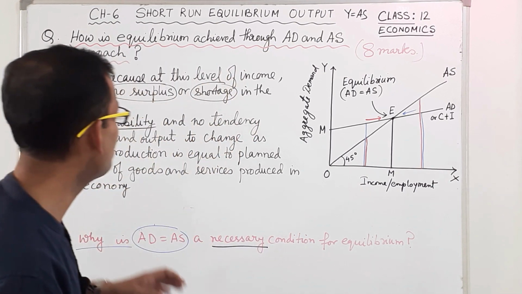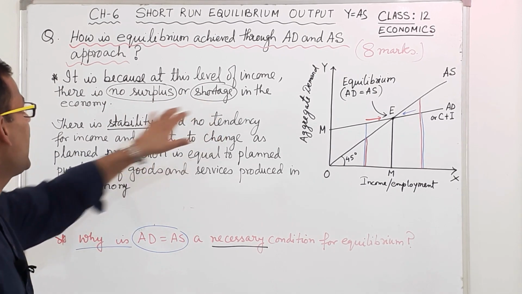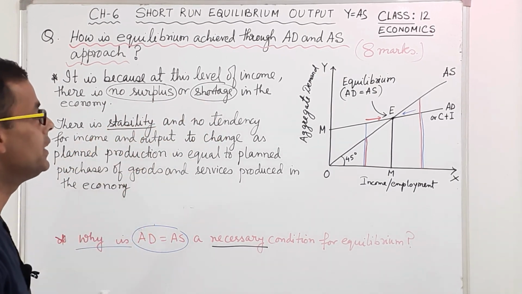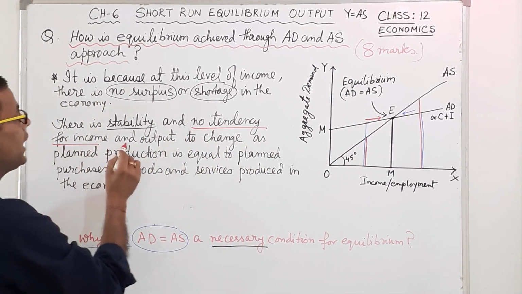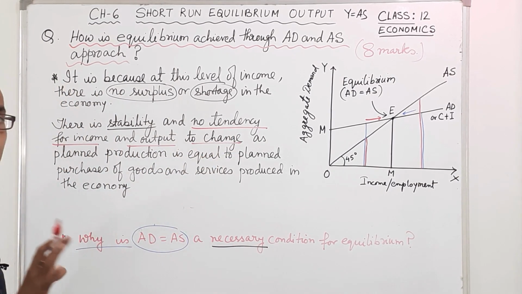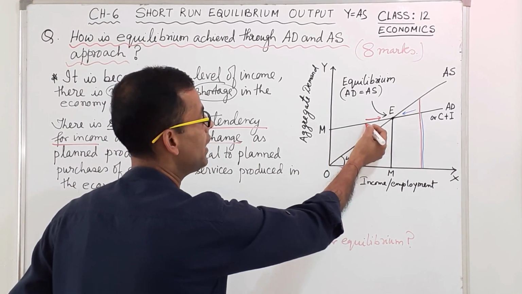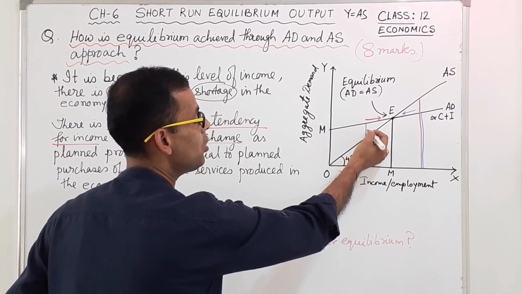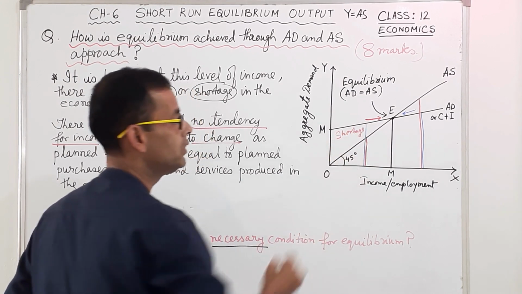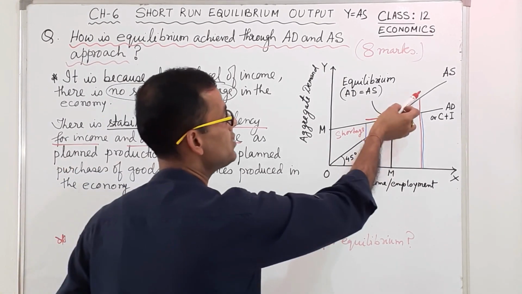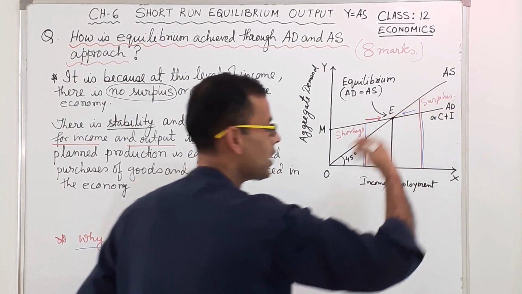Now let us come back. I was talking about there being no surplus and no shortage, and in the economy there will be stability, and no tendency for income and output to change. Output and income also will not change, because you can see here demand is more, supply is less, so here it is a shortage. And here supply is more, demand is less, so here is a surplus, that means extra is there.